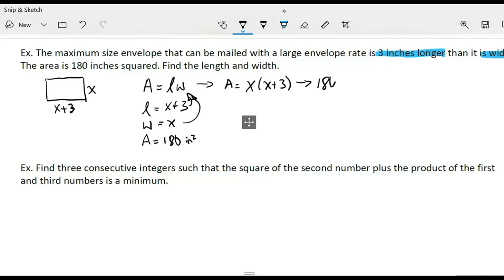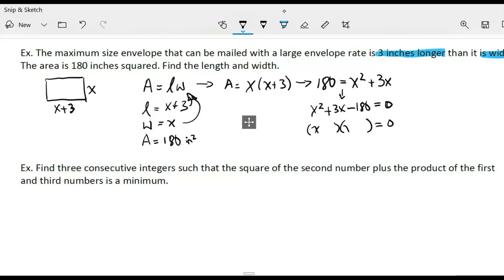So 180 equals, and let's multiply out, x times x would be x squared. X times 3 would be 3x. And then our next step would be we'd want to take 180 and subtract it from both sides, so we have this in standard form. I'm going to write it on the left. X squared plus 3x minus 180 equals 0. And now that we have it equal to 0, we can write this thing factored.